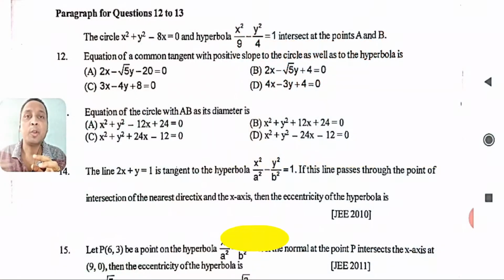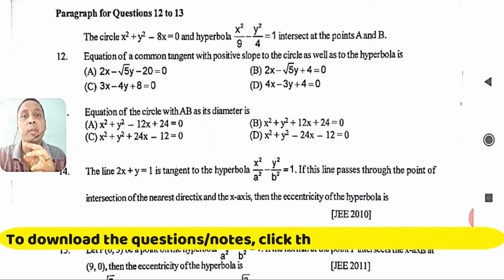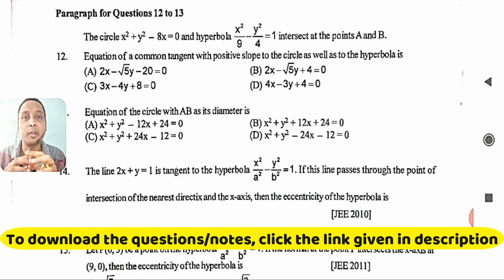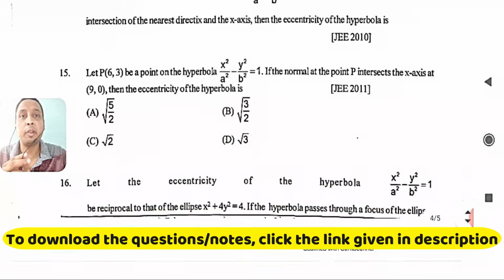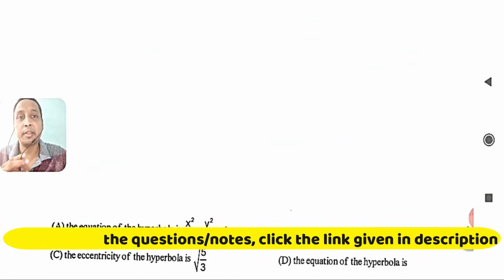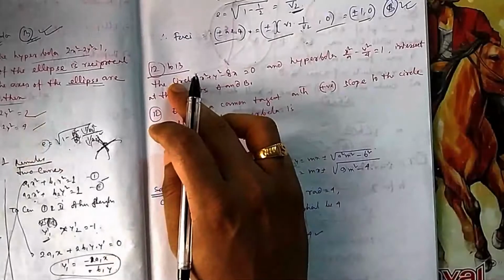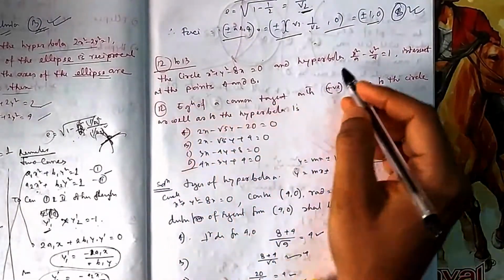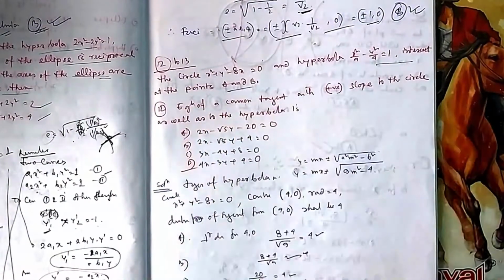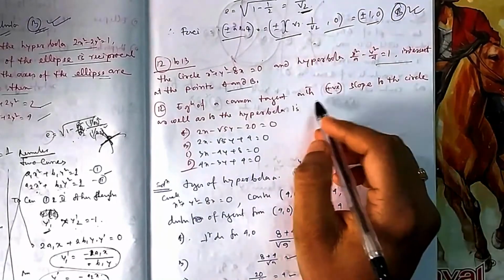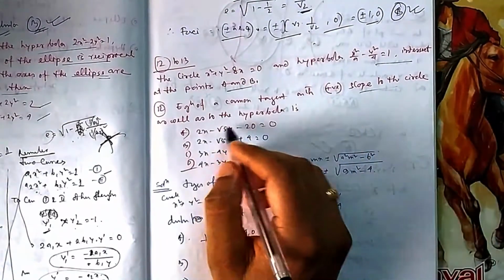Okay students, welcome you all to this new lecture in advanced level where we are solving previous year IIT JEE questions on hyperbola. So today we will be solving questions number 12, 13, 14, 15, 16 and then 17. Okay, then let's try to solve these questions. Now if you come to questions number 12 to 13, a circle and the hyperbola intersect at the points A and B. The equation of the common tangent with positive slope to the circle as well as to the hyperbola is?